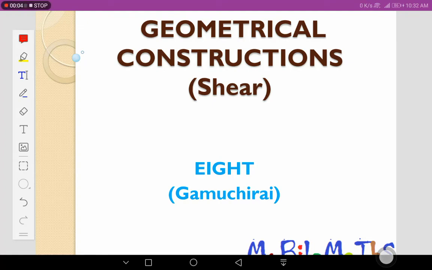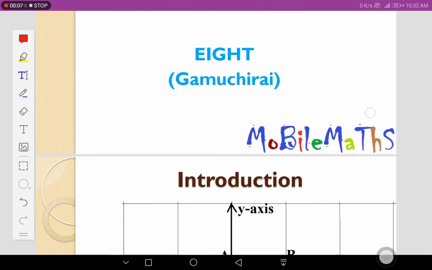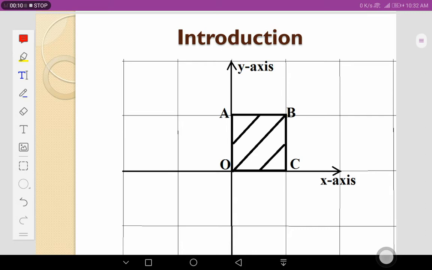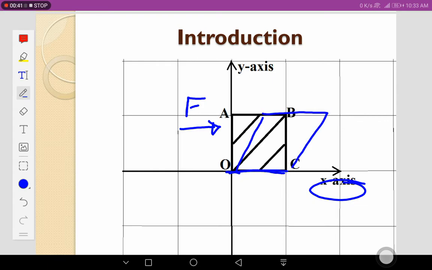Today we want to look at shear under geometrical constructions 8. I've got a unit square here, OABC. If I want to shear this along the x-axis, the points O and C are on the invariant line, so they will not be changing. Then A and B, I can shear them using a force F, and they can move to points like these ones. So I can have a diagram.